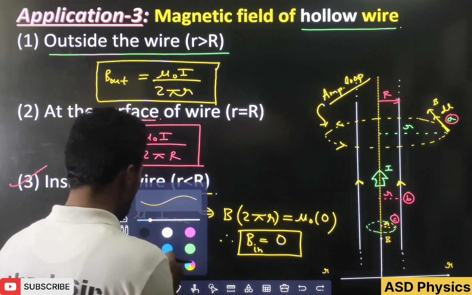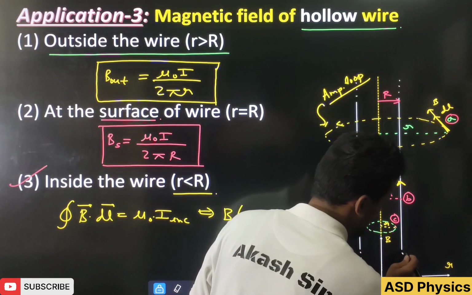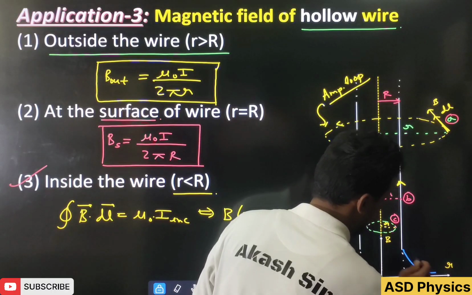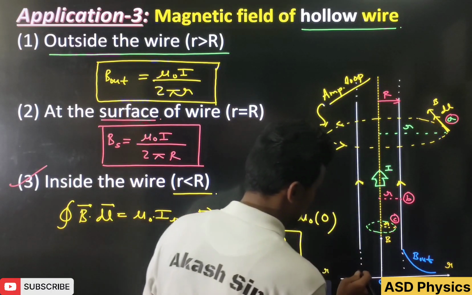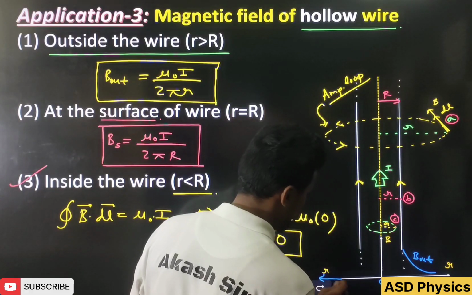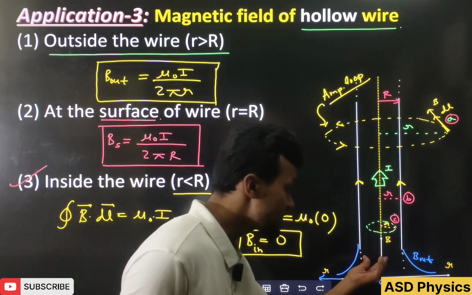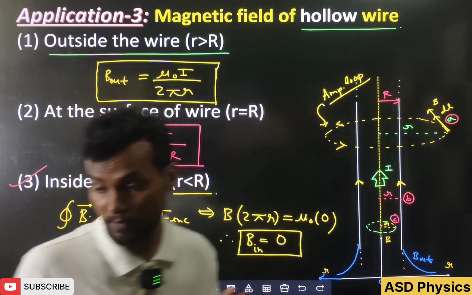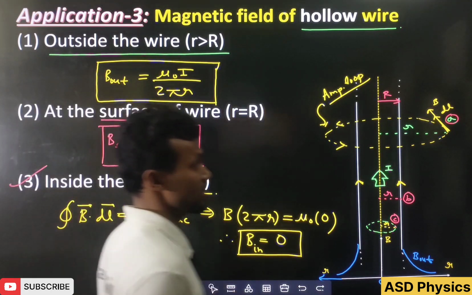If I draw the graph of B versus r, it goes like this, and this is the B outside. On this side also you can draw in the same fashion. Inside there is no magnetic field, because current is flowing on the surface, not inside.